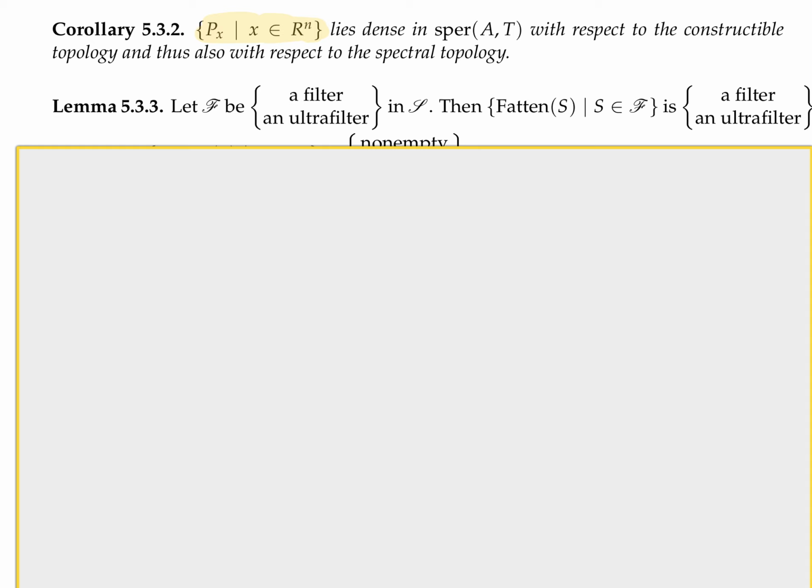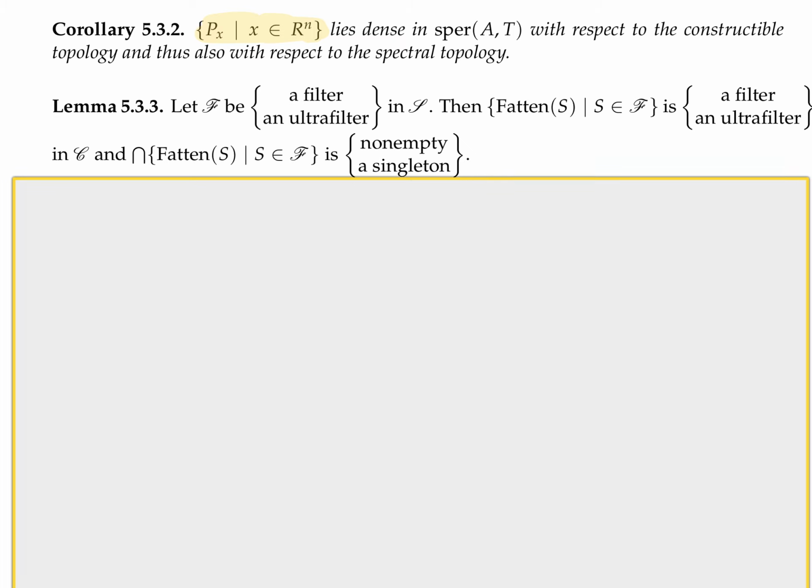So we will not have a full understanding, but we will have a better understanding of what the elements of a real spectrum really are. And this has to do with ultrafilters in the algebra of k-semialgebraic subsets of R^n. Right, and so that's why we now speak about these filters and ultrafilters. Let F be a filter in this Boolean algebra S of k-semialgebraic subsets of R^n.